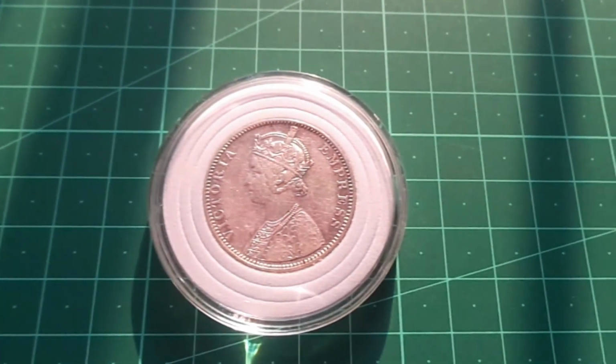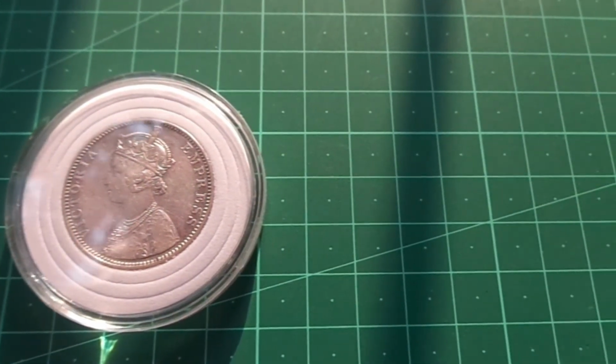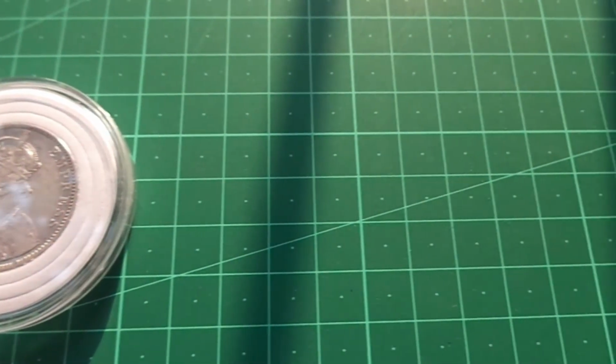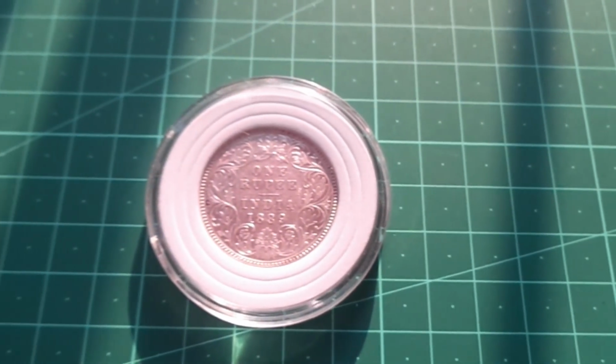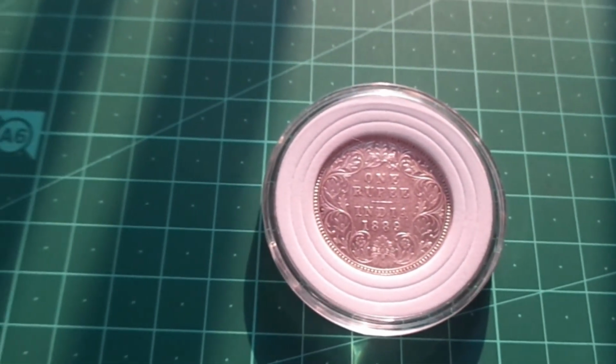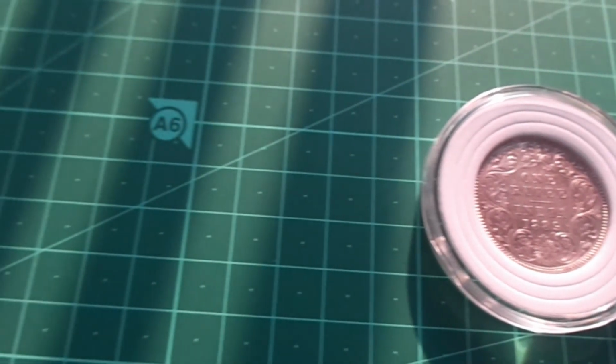This coin is considered one of the rare coins of British India. The price of this coin is around 1500 to 3000 Indian rupees. But there are some rare dates which can cost over 5000 Indian rupees, which equals 40 to 60 US dollars.